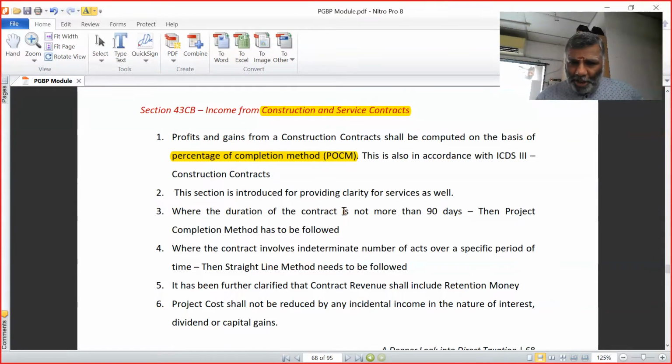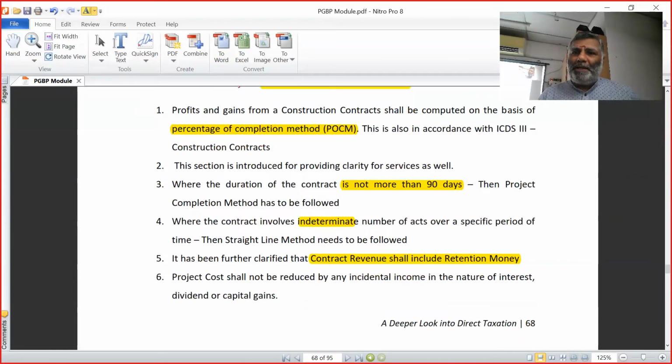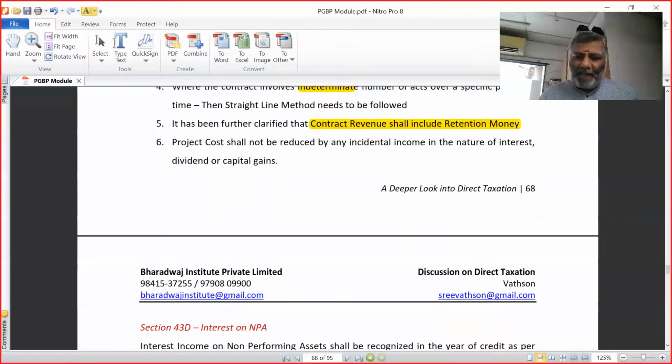Where the duration is not more than 90 days, then on the completion of the project. Where it is indeterminate, then on straight line basis. Contract revenue will include retention money, and project cost shall not be reduced by incidental expenses in the nature of interest, etc. Those will be taxable in their respective heads.